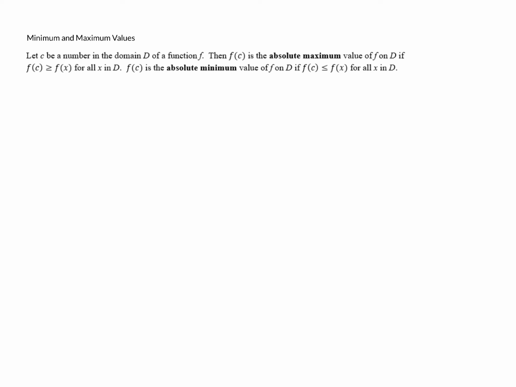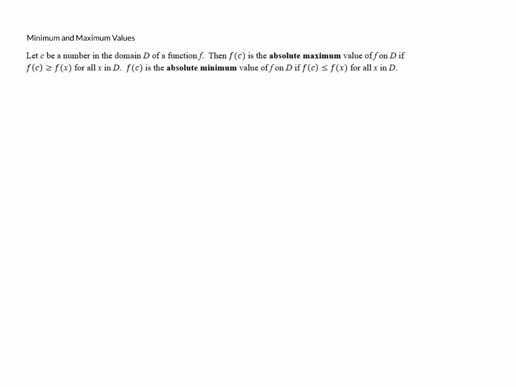Let c be a number in the domain D of a function f. Then f of c is the absolute maximum value of f on D if f of c is greater than or equal to f of x for all x in D. And similarly, f of c is the absolute minimum value of f on D if f of c is less than or equal to f of x for all x in D.